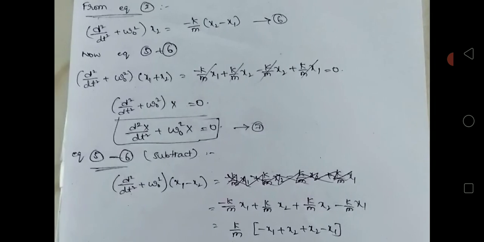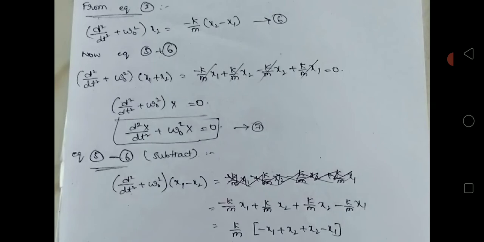Next, from equation 2, taking x2 common, (d²/dt² plus omega naught square) x2 equals minus k by m into (x2 minus x1). This becomes the sixth equation. Now, with the help of equations 5 and 6, we take their addition and subtraction. First of all, we take equation 5 plus equation 6.